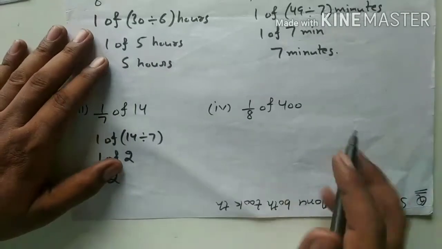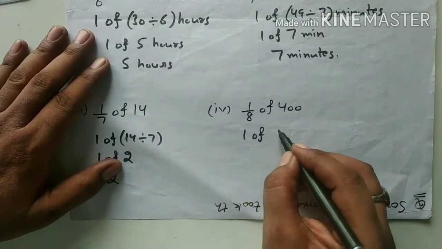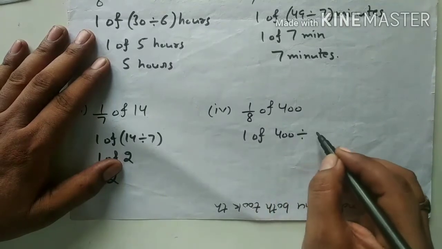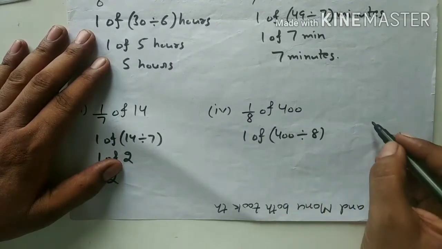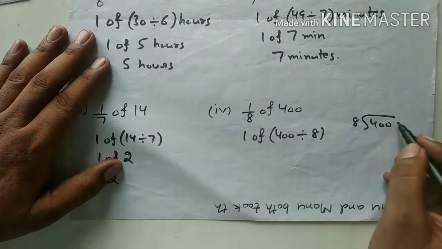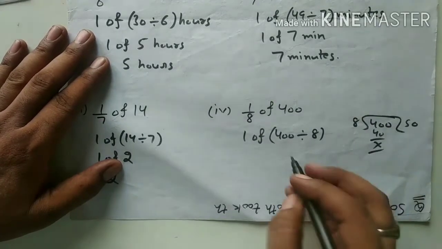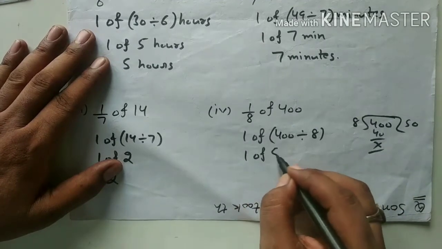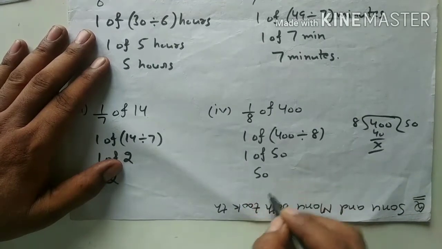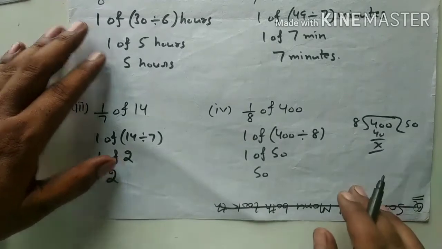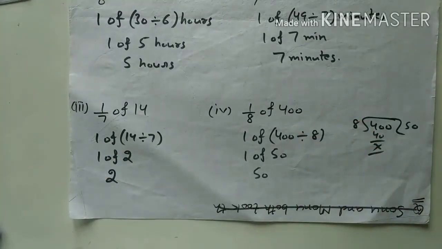Very simple. Now 1 of 400 divided by 8. So 400 divided by 8, and this 0 will be written here. 1 of 50, that is 50. So students, in this way you can find the answers. Now we are on the next sheet.